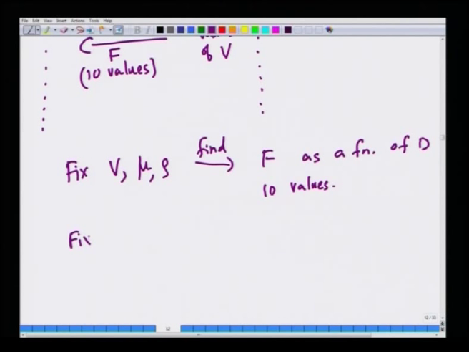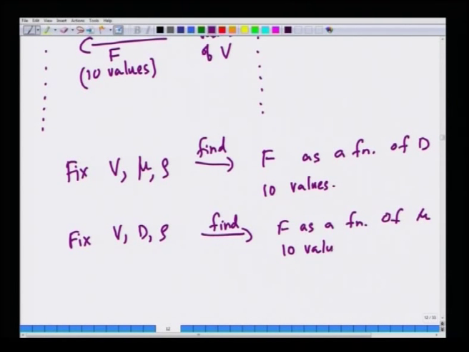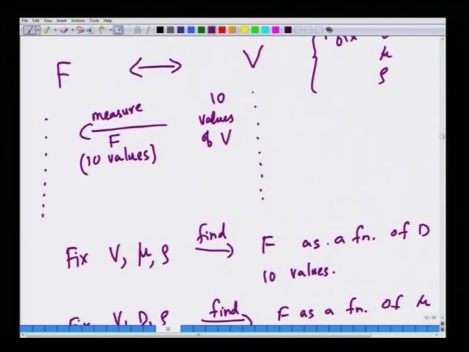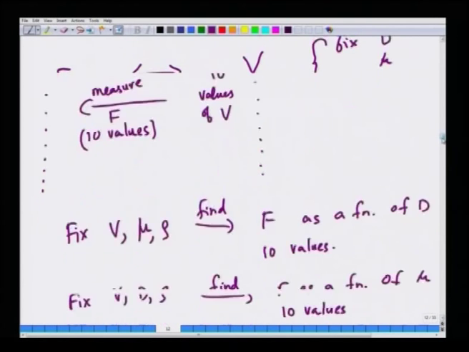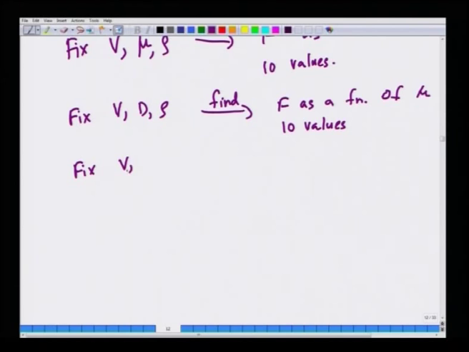But you have other parameters. If you want to find how the drag force depends on the viscosity, you have to fix the velocity, diameter, density, and then find F as a function of viscosity. Again, you have, let us say, 10 different values. That is, you may choose 10 different fluids of different viscosities and then find F. And finally, you may have to find how F varies as a function of density. So, you fix velocity, diameter and viscosity and find F as a function of rho. Again, you may have 10 values, say.